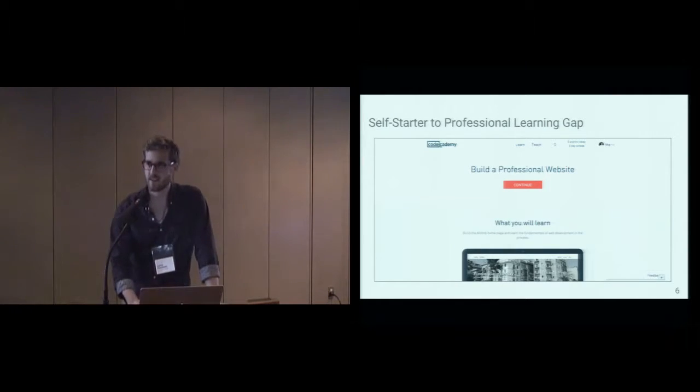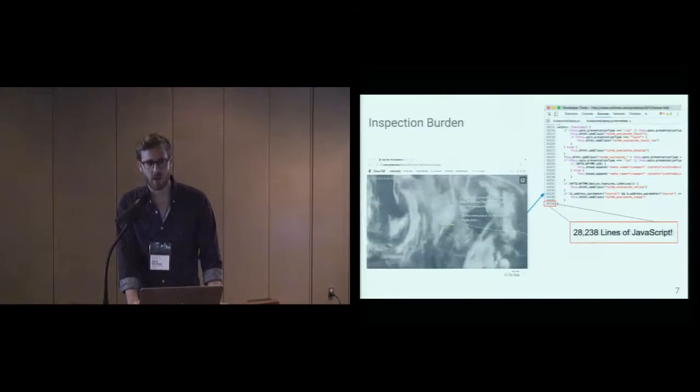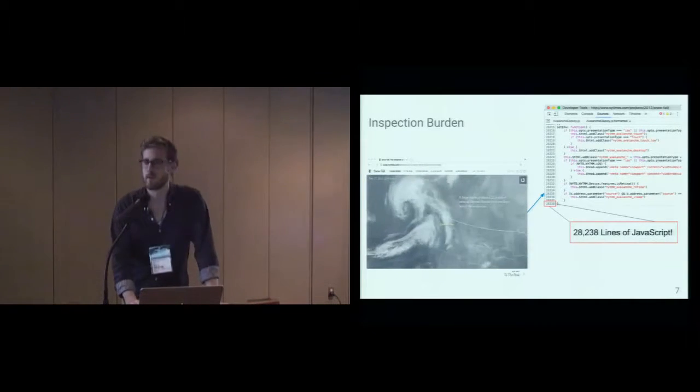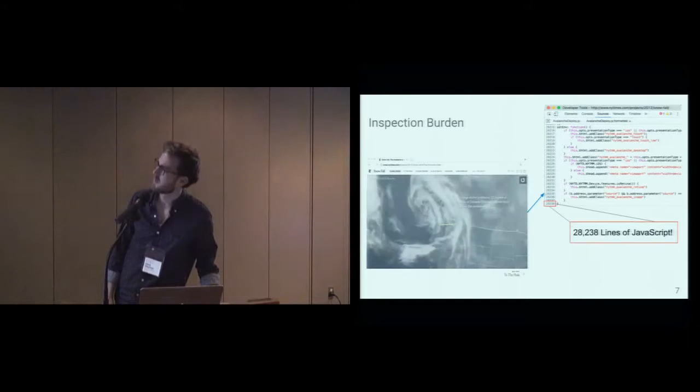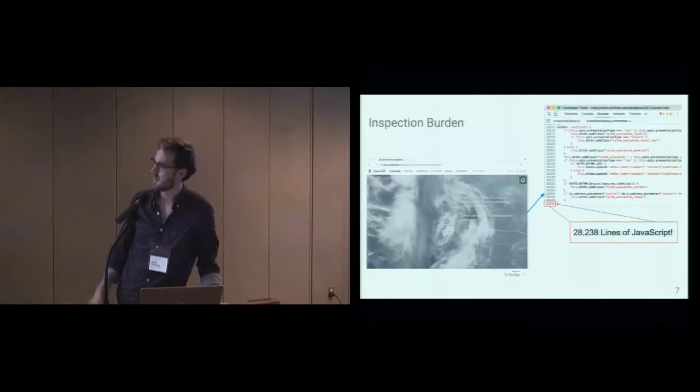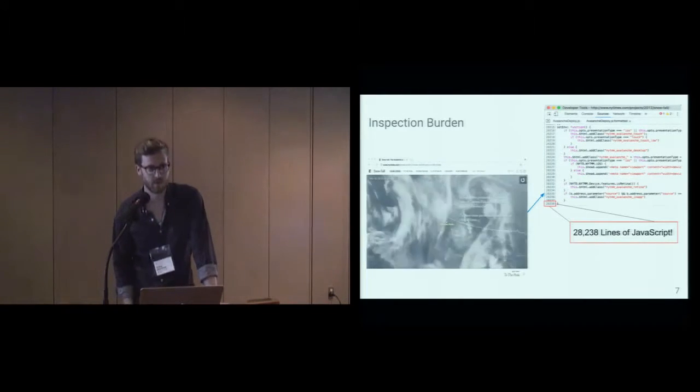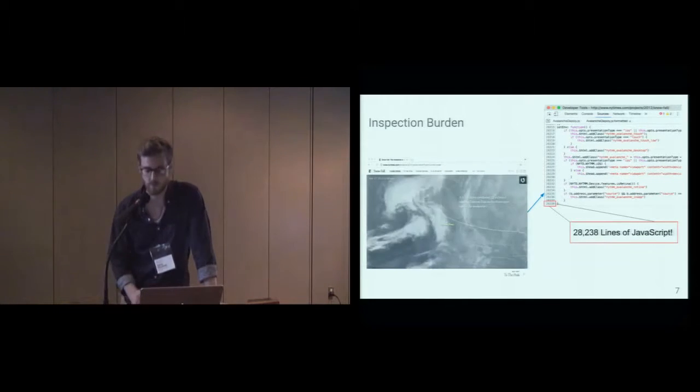But if you want to create content like this, it's a little bit hard to author. There's a huge inspection burden. If you crack open DevTools on New York Times Snowfall, you get 28,000 lines of JavaScript. What part of that's relevant? What part of it's not?